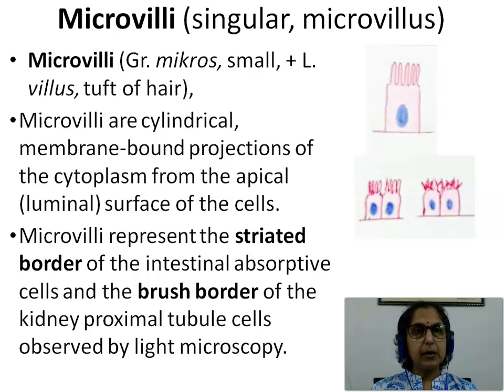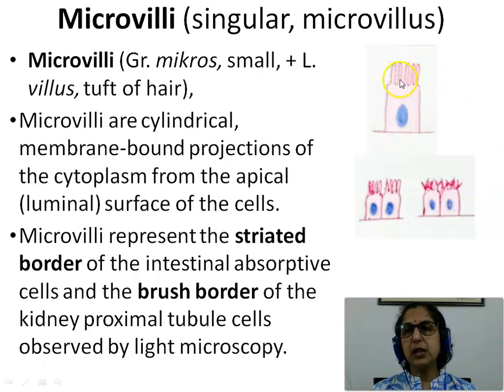Microvilli, from the Greek word micros meaning small and villus meaning tuft of hair. Microvilli are cylindrical, membrane-bound projections of the cytoplasm from the apical or luminal surface of the cells. They represent a striated border of the intestinal absorptive cells and brush border of the kidney proximal tubule cells, which are observed under the light microscope.